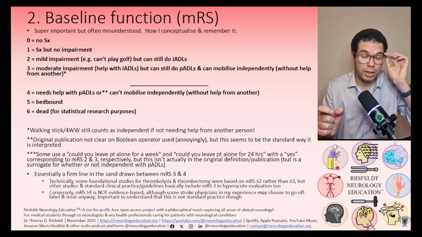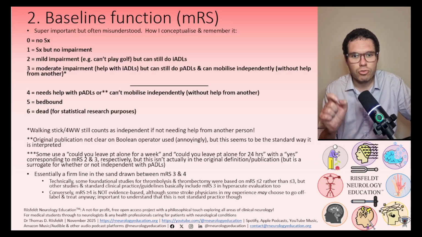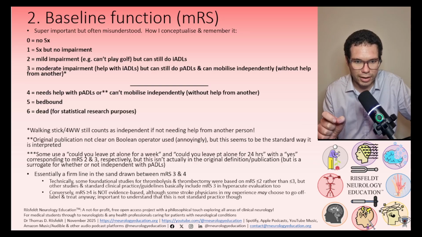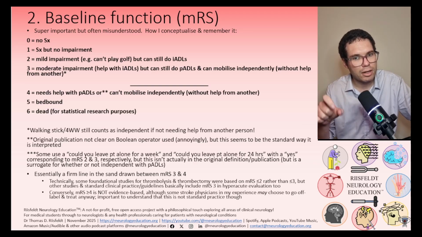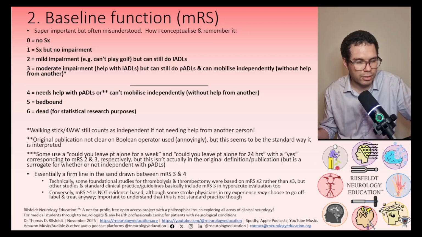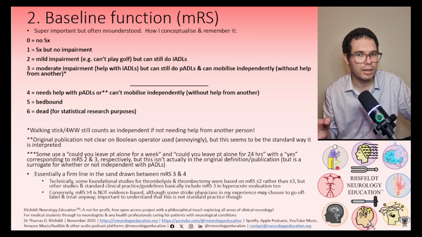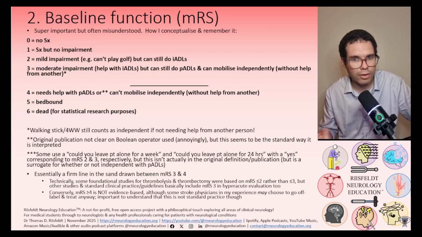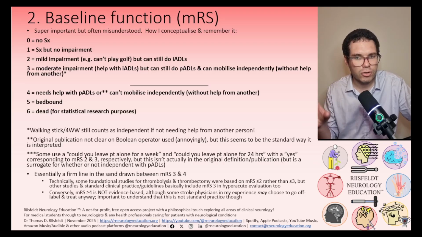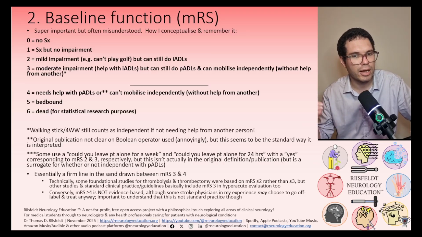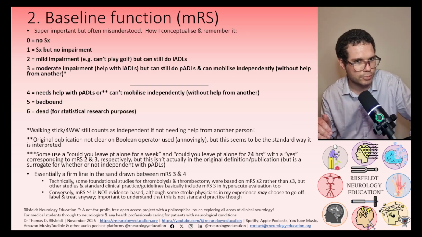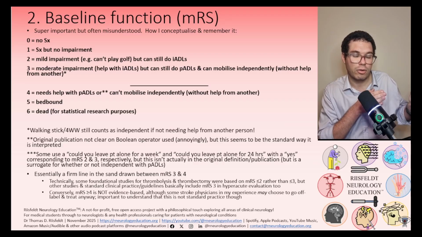So, firstly, personal activities of daily living, that includes things like dressing, eating, toileting, things like that. And then in terms of the capacity to mobilize independently without help from another person, that means you don't need another person to help you, but it's okay if you can mobilize independently, but you still need the assistance of a walking aid. So you're still allowed to have a walking stick or a four-wheeled walker or a walking frame. That still counts as independent if you can get around on your own without needing another person to help you. It's only when you need another person to walk with you or for you that you don't meet that criterion. So that's all on the green side of the line in the sand.